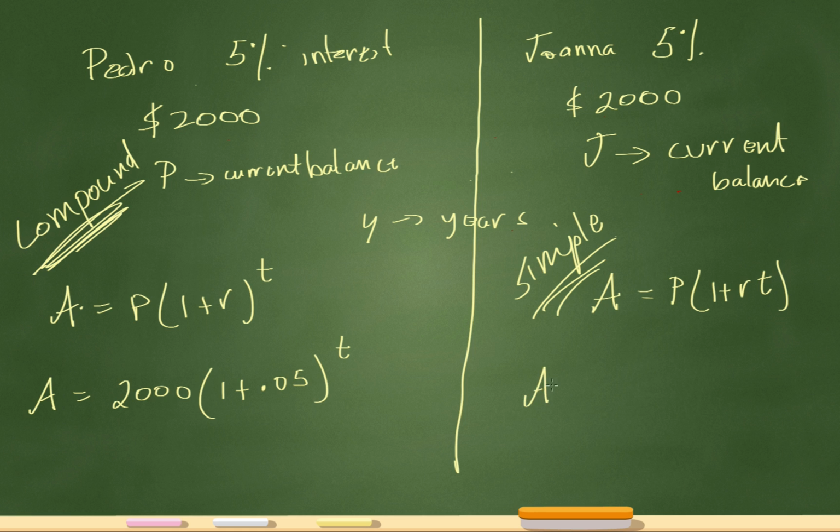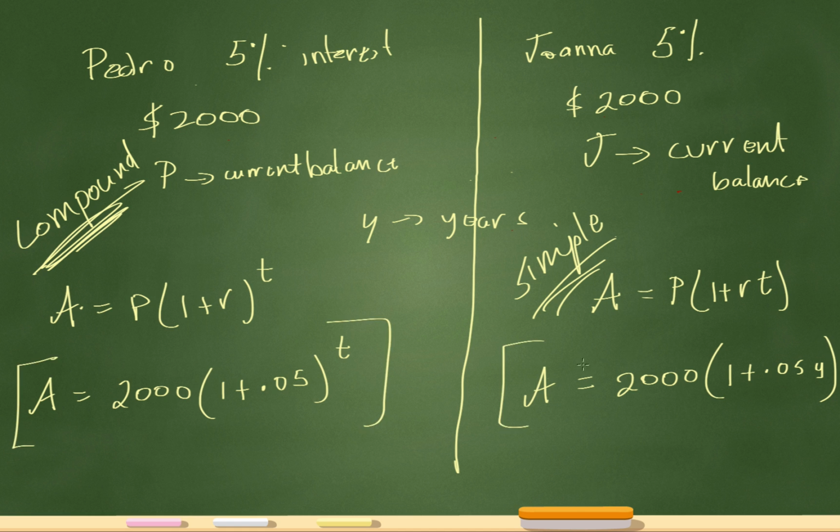And Joanna is going to be A equals 2,000, same thing there, times 1 plus 0.05 y. That's really it. Let's connect the dots now. I was just looking at the answer choices to see which one this fits. A equals 2,000 times 1.05 raised to the T power. A is just my final amount, but the problem was telling me the current balance is P for Pedro and J for Joanna. So that's not a big change, just to match the answer choices.